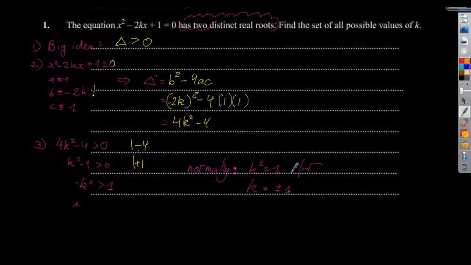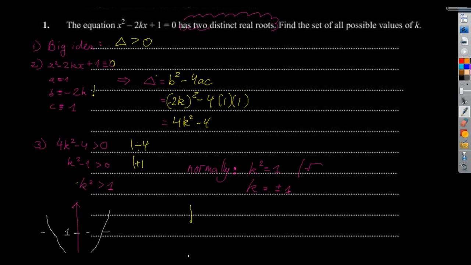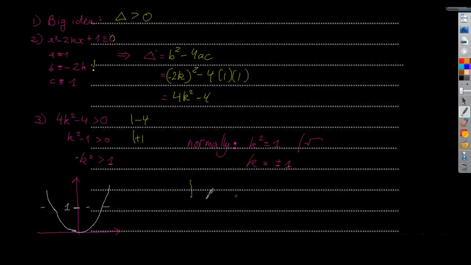Now normally that wouldn't be a problem. If k squared equals 1, I take the square root and I obtain k equals plus or minus 1. But with inequalities, this is more tricky. One way of looking at it is to look at the graph of the parabola y equals x squared. If I had, for example, x squared equals 1, in this case I have k squared, then I'd be looking for the places where the parabola has a y value of 1.